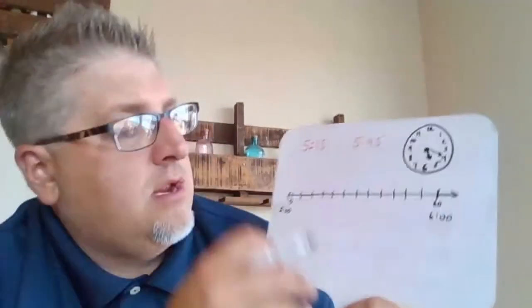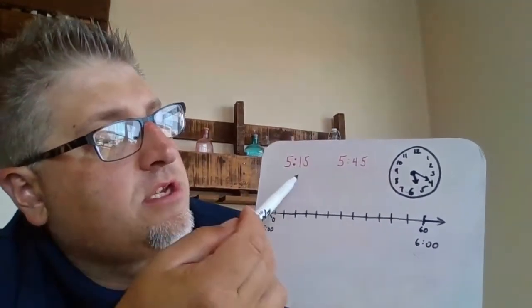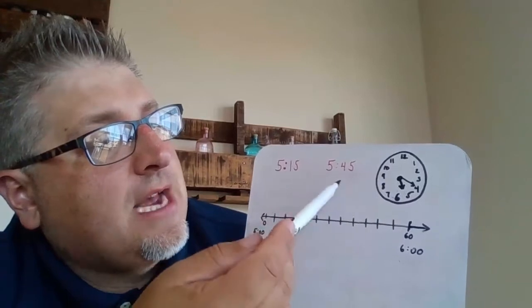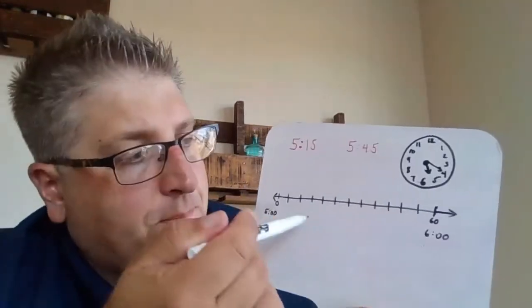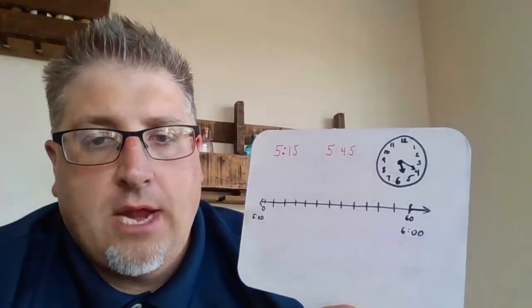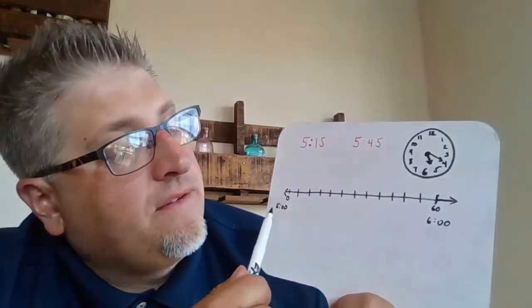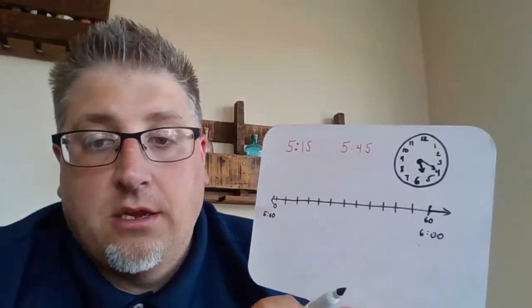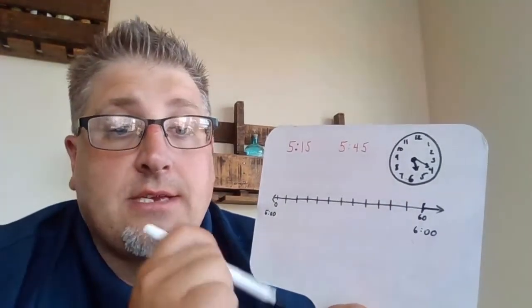So, let me fix that quick. All right. So I got some warm-up examples for us here. I have 2 sets of time here, and I have a clock. We're going to plot those on our number line, okay? So the first thing we know is between 5 o'clock and 6 o'clock, okay? So let's set up our number line.